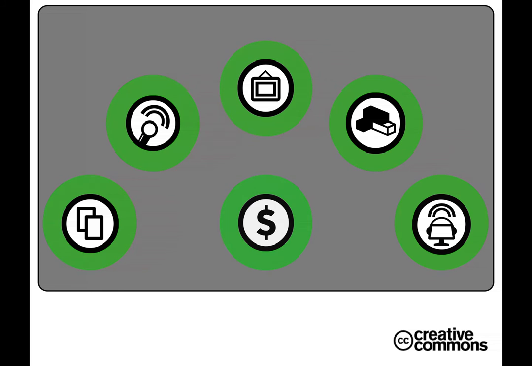Now let's add another icon that strictly speaking is not an exclusive right of copyright, but which will be useful when we compare the default of copyright to a CC license. This is the right to make commercial use of a copyrighted work. So again, here are all the rules. You can't do any of these things with a copyrighted work, especially for a commercial purpose, without permission from the copyright owner, unless your particular use is deemed to be a fair use.